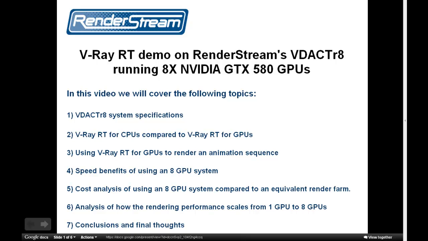Today I'll be giving you a demo of our VDACTr8, which is running 8 NVIDIA GTX 580 GPUs. I'll be using V-Ray Realtime, which is a popular GPU accelerated renderer developed by Kpaths Group. In this video, I'll show you some examples of the speed benefits you can expect to see when using an 8 GPU system, as well as the cost savings you could see by rendering your frames significantly faster.